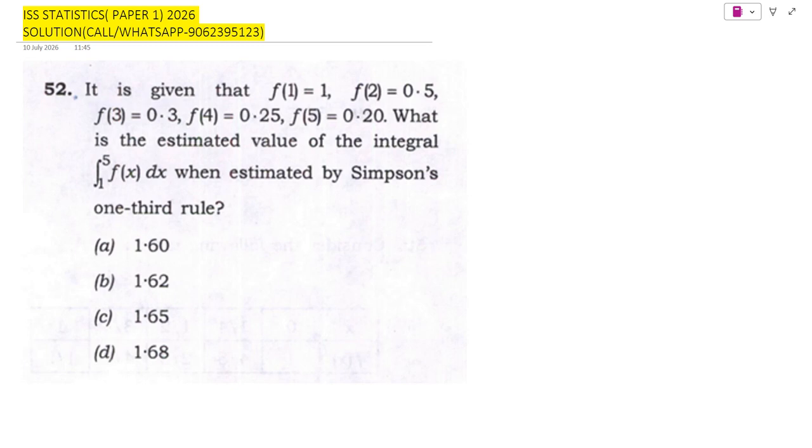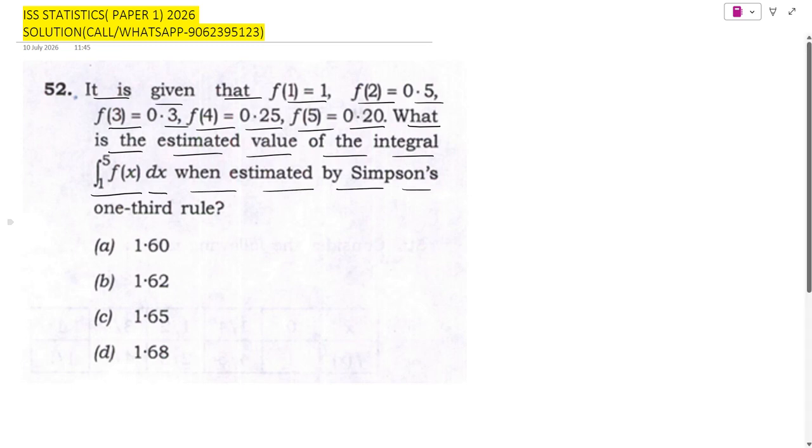Read the question first. It is given that f(1) is 1, f(2) is 0.5, f(3) is 0.3, f(4) is 0.25 and f(5) is 0.20. What is the estimated value of the integral from 1 to 5 of f(x) dx when estimated by Simpson's one-third rule? And we have four options. Before substituting the numbers, always identify which numerical integration formula is required. The question clearly says Simpson's one-third rule, and therefore we immediately think about this formula.